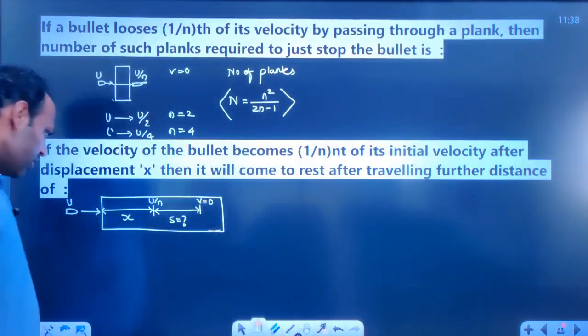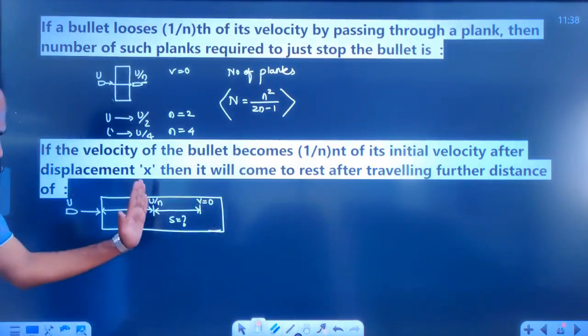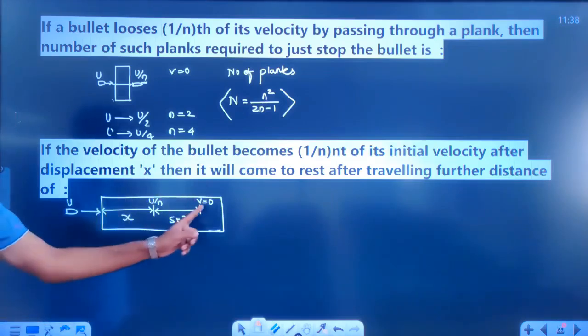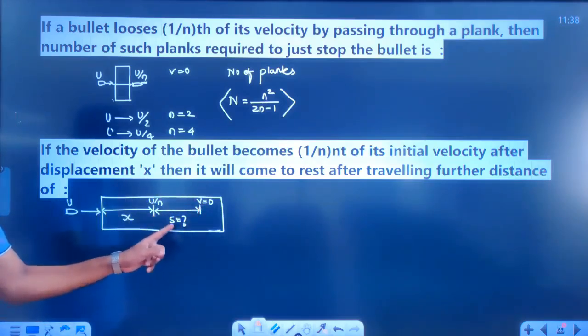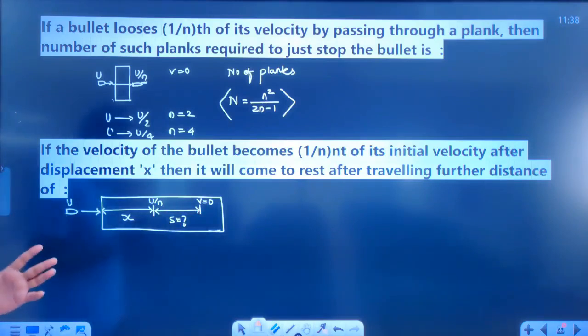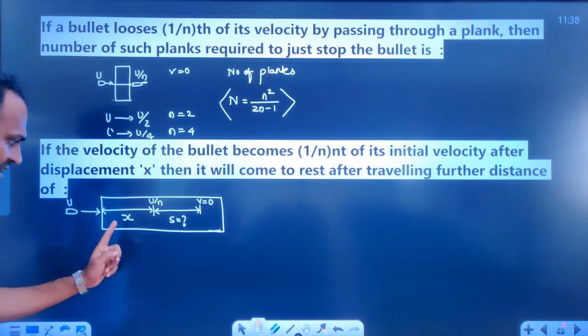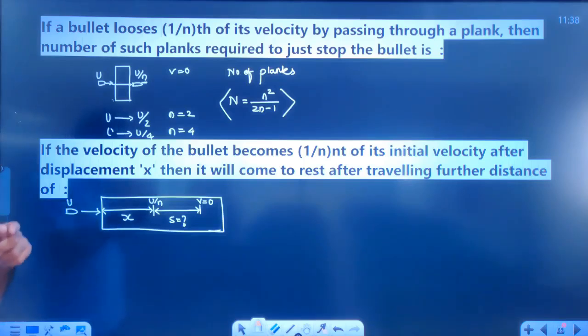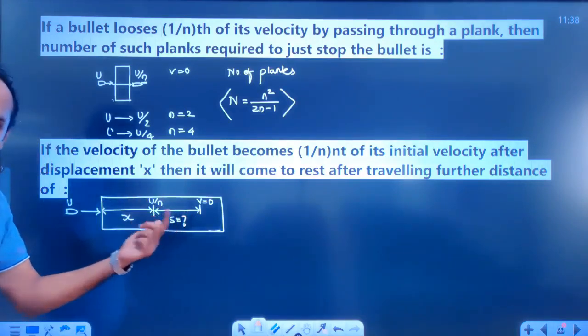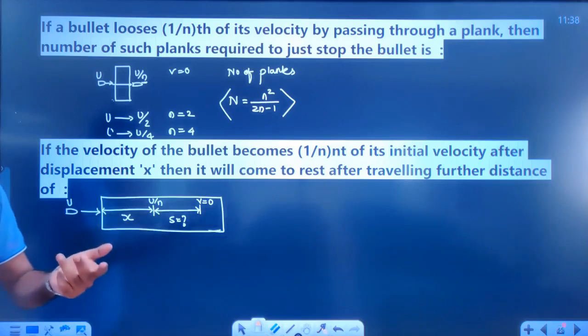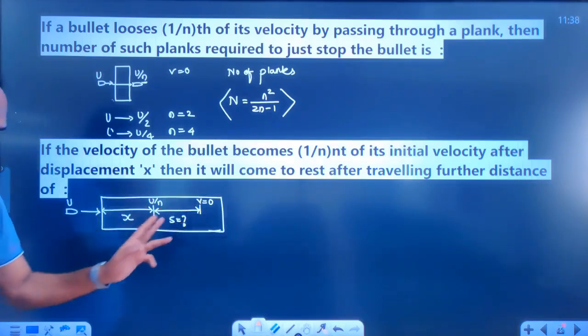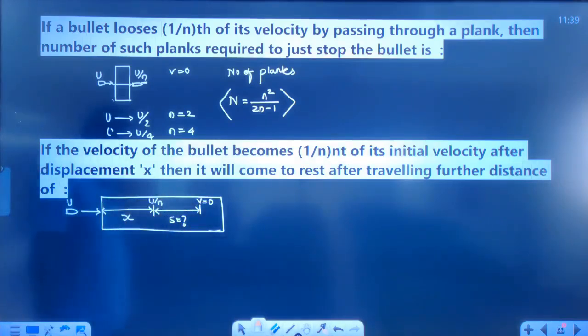The velocity was u and became u/n. For it to finally become 0, how much further distance must it cover? By traveling a distance x, its velocity has been reduced to u by n. Further, how much distance does it have to travel to bring it to rest?